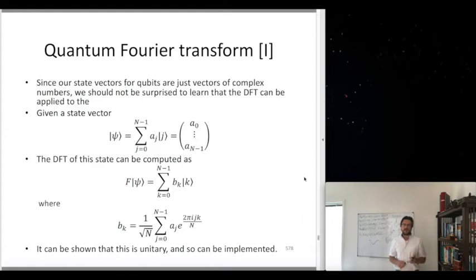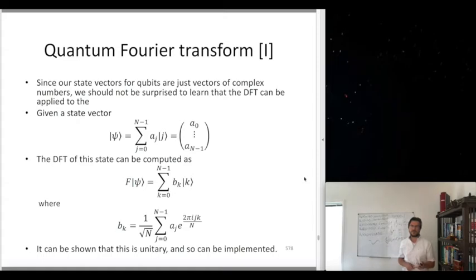Since our state vectors for qubits are just vectors of complex numbers, we shouldn't be surprised that the Fourier transform can be applied to the state vector as follows. So the DFT of the state can be outputted. If we have our superposition here, again, you remember you have that column vector on the right with A0 to A n minus 1. These are your amplitudes that we will look at. And the j's are your states, so the possible states of the system. Then we'll look at that in more detail.